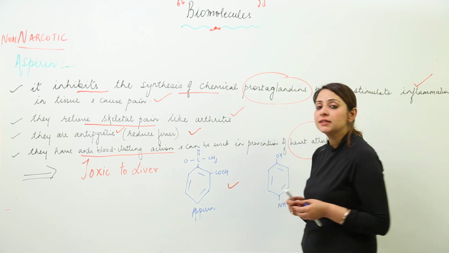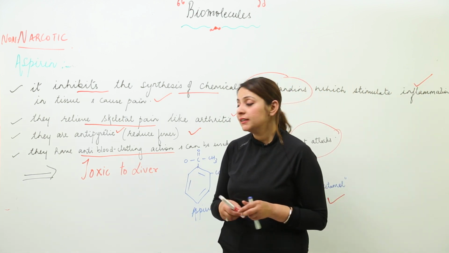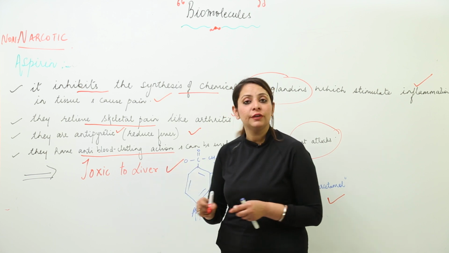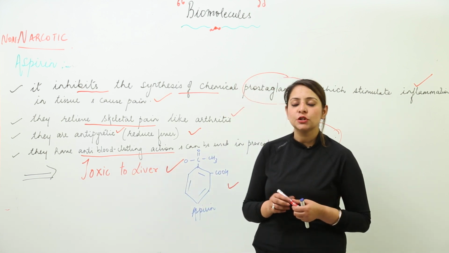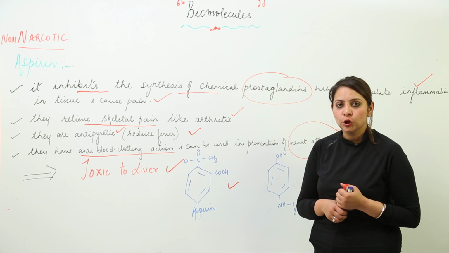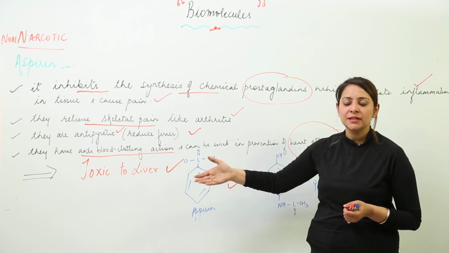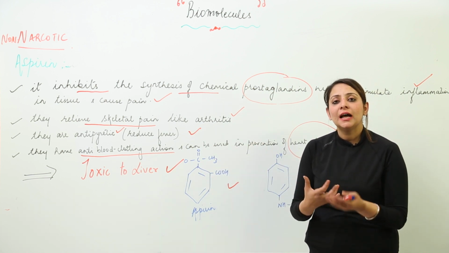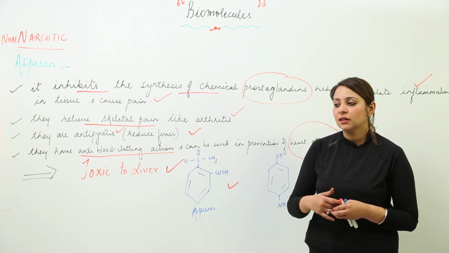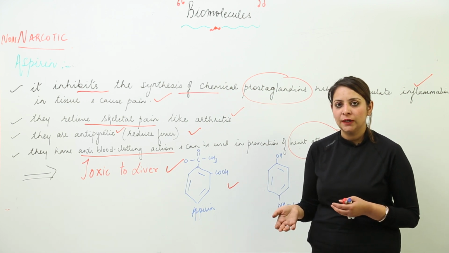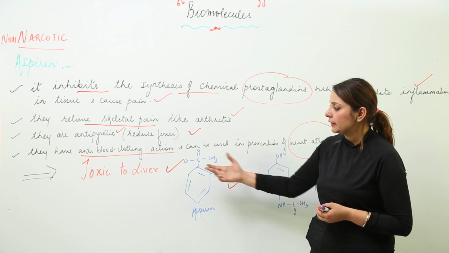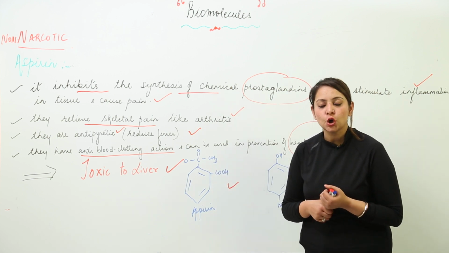But there is a major disadvantage of taking aspirin, as it has a toxic effect on the liver. That means it has an adverse effect on the liver if you take aspirin in a large amount, an amount which is not recommended, because it is toxic to the liver.